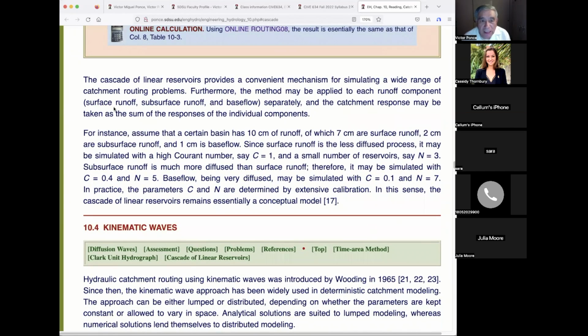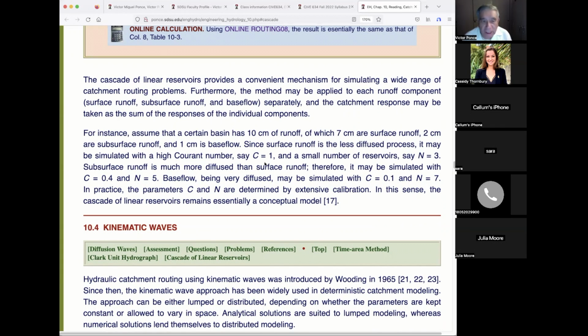The cascade of linear reservoirs provides a convenient mechanism for simulating a wide range of catchment routing problems. You can do just about anything. As a matter of fact, we have proven that that is the case, but I'll tell you the story on Wednesday. Furthermore, the method may be applied to each runoff component separately, like Don Newton did in the early 50s.